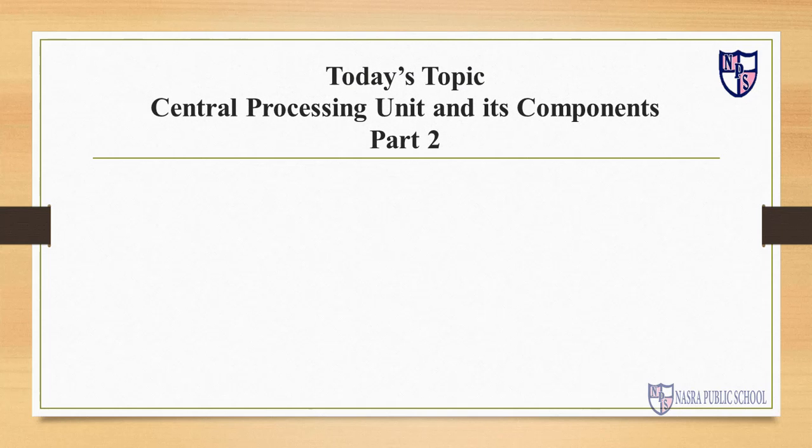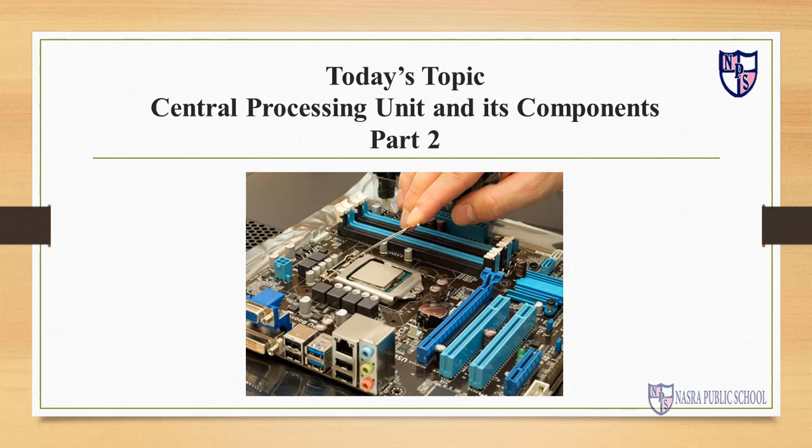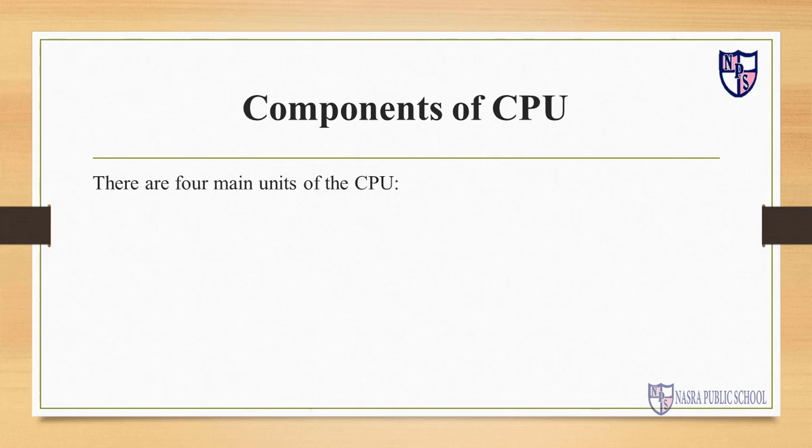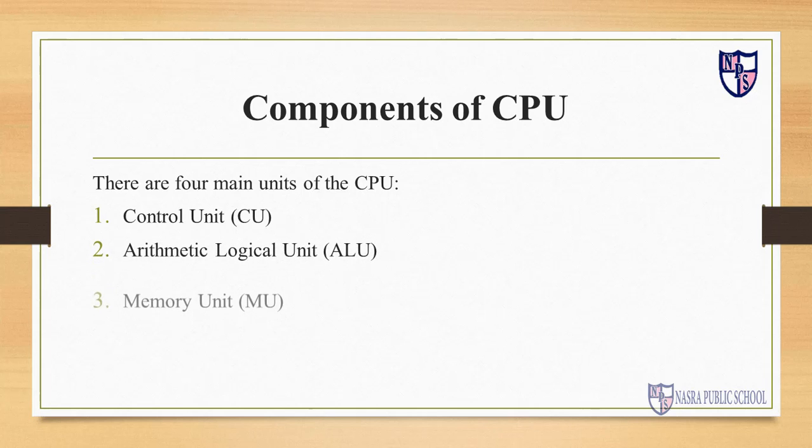This is part 2 of our today's lecture, that is Central Processing Unit and its components. So in the first part we have discussed the components of computer. There are 4 components or units of the CPU: control unit CU, arithmetic logical unit ALU, memory unit MU, and the last one is registers.